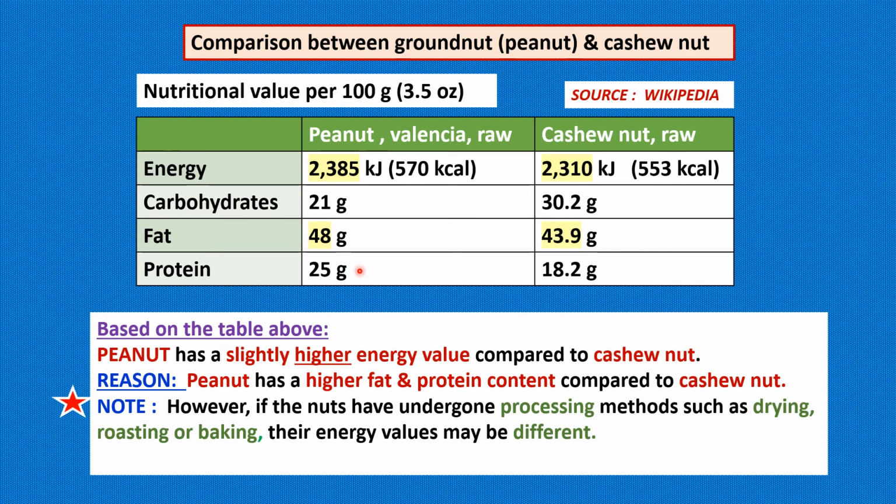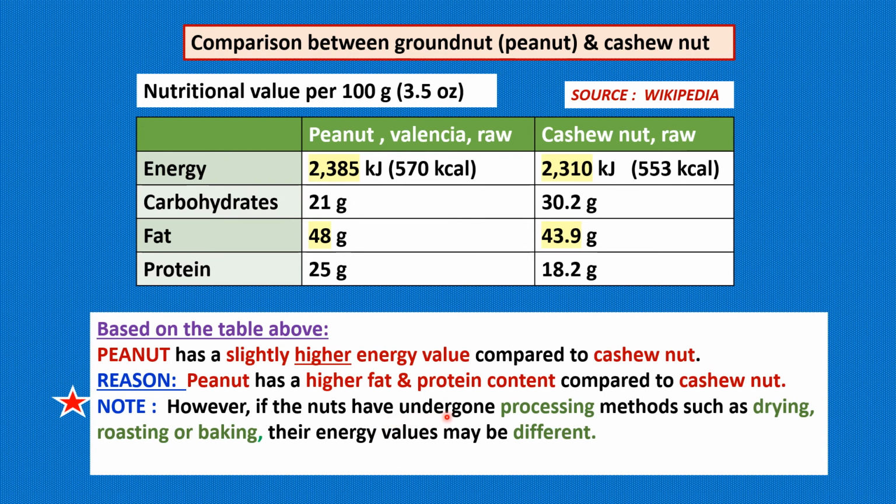Now, for proteins, peanuts have a larger amount of protein, which is 25 grams, and for cashew nut it is only 18.2 grams. So based on the table above, peanut has a slightly higher energy value compared to cashew nut. The reason is that peanut has a higher fat and protein content compared to cashew nut, especially a higher fat content, because fats release a lot of energy when they are oxidized or burnt. But here's a note.